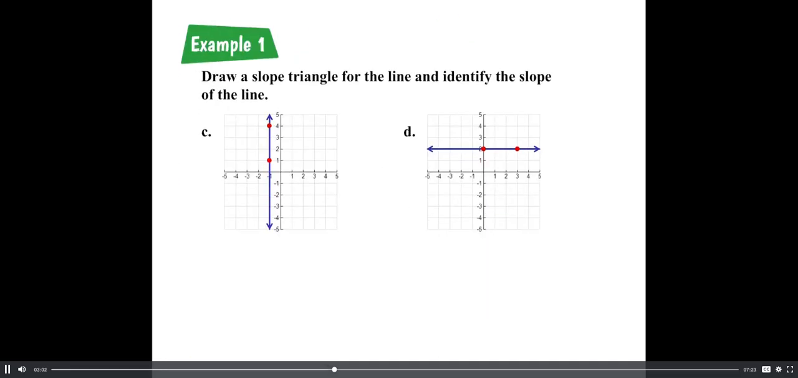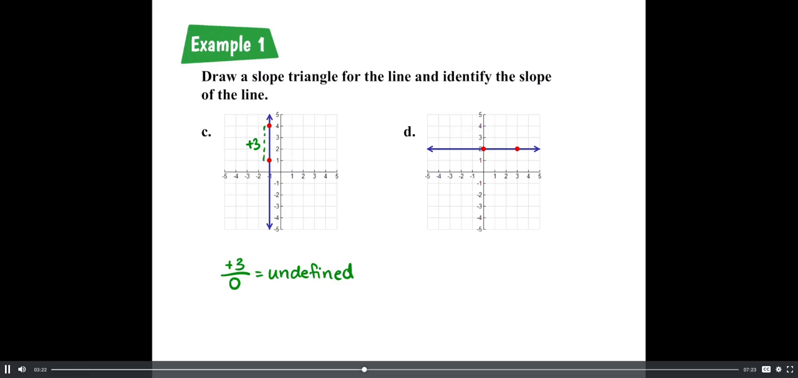Problem C. To move from one point to the next, we can move up 3 units. However, we cannot move to the right because the graph is completely vertical. The unit rate would be +3 over 0, but since we cannot divide by 0, the slope is undefined.